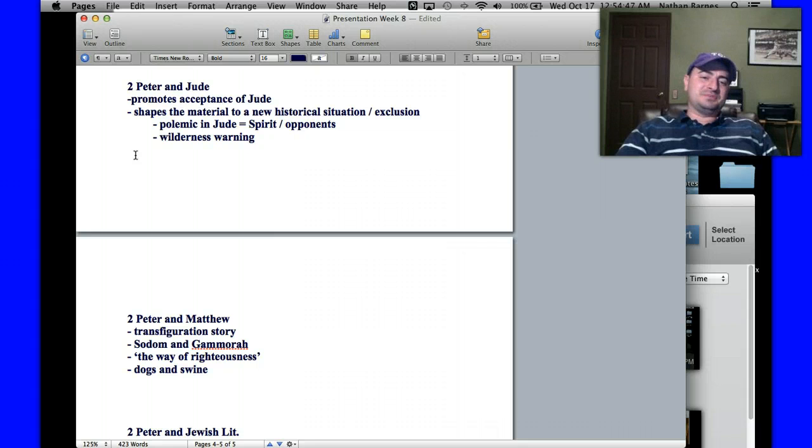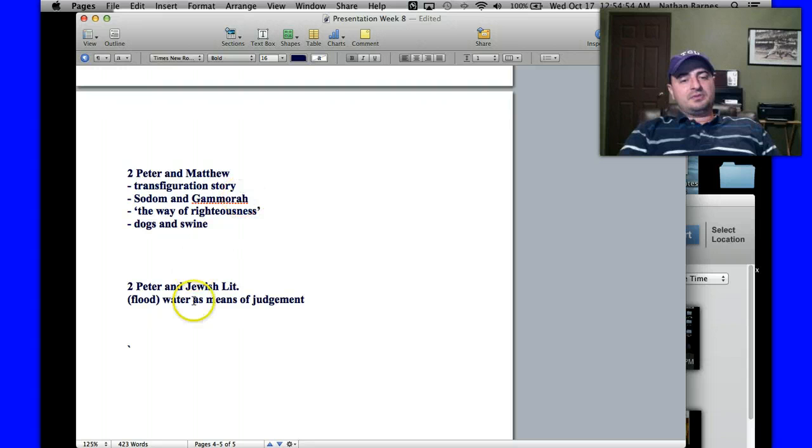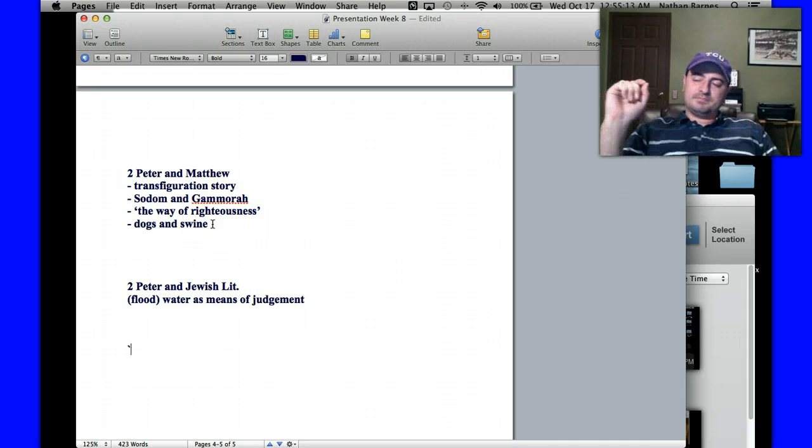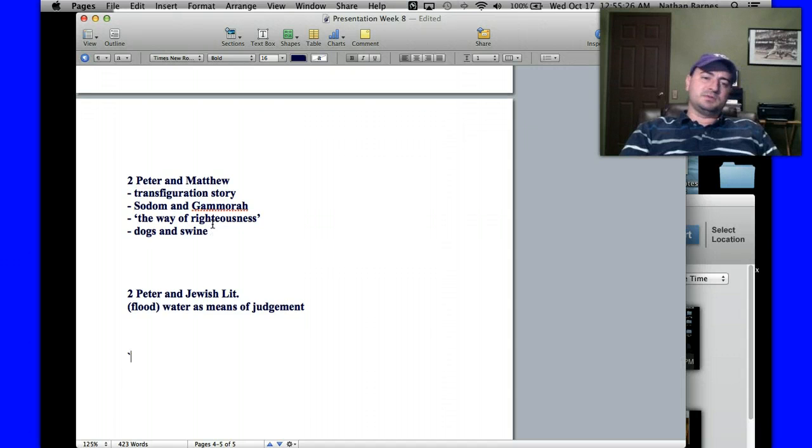But there are other relationships that Second Peter has with the canonical New Testament. One of them is with Matthew, and the other is with Jewish literature. Now, with Matthew, Second Peter shares the Transfiguration story, the reference to Sodom and Gomorrah, the way of righteousness, and dogs and swine. You don't cast your pearl to swine, or they'll come back and rip you to shreds. So there are some contacts between Second Peter and Matthew. It's impressive, I think, that there are four, because Second Peter is so short. It just makes every reference that much more significant.